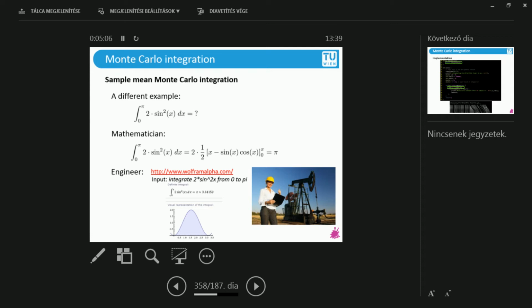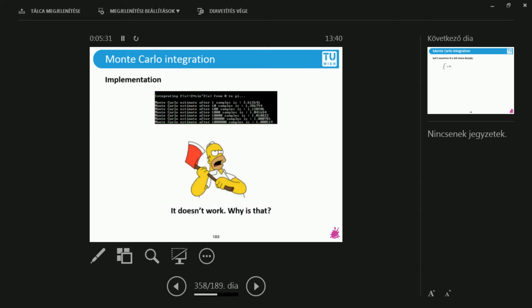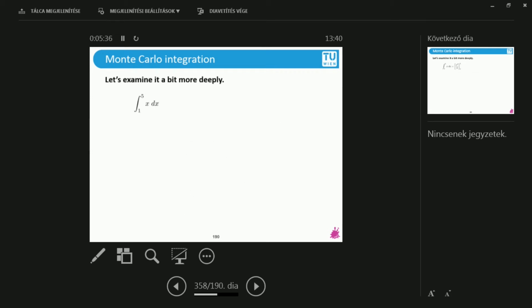We encountered some problems. We wanted to integrate this function, 2 times sine squared of x from 0 to pi. Through engineering or through mathematics, we realized that this should be pi. What we did is run the code that would integrate this through Monte Carlo integration, and we got 1 instead. So there is some insufficient knowledge that we have to remedy in some way. Why don't we take a look at another example which will reveal what we did wrong.